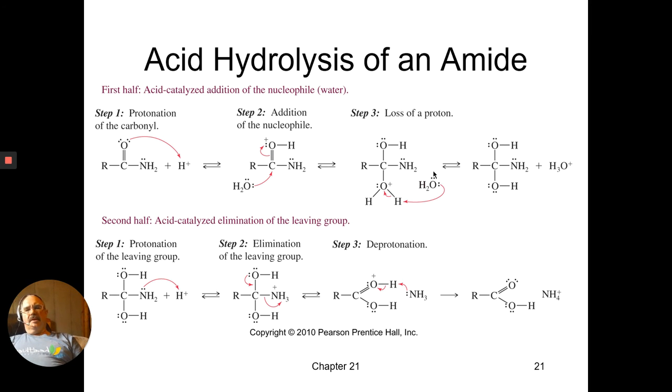Amides can be hydrolyzed under acidic conditions. First step is protonation of the carbonyl oxygen. And this time, rather than hydroxide, it's water that attacks. We have a proton transfer. We have another proton transfer. In this case, nitrogen picks up an H. Ammonia is eliminated, and ammonia removes this proton from the carbonyl oxygen.